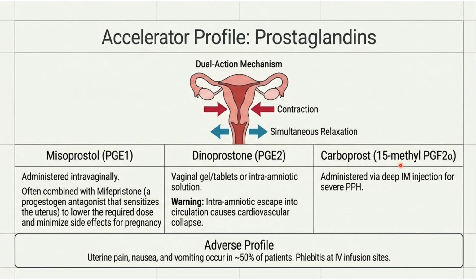Carboprost is a prostaglandin F2 alpha and can be given by deep intramuscular injection for the treatment of severe postpartum hemorrhage. The adverse effects are uterine pain, abdominal pain, nausea, vomiting, and diarrhea in about 50% of patients, and phlebitis, inflammation at the site of injection, if given by intravenous infusion.